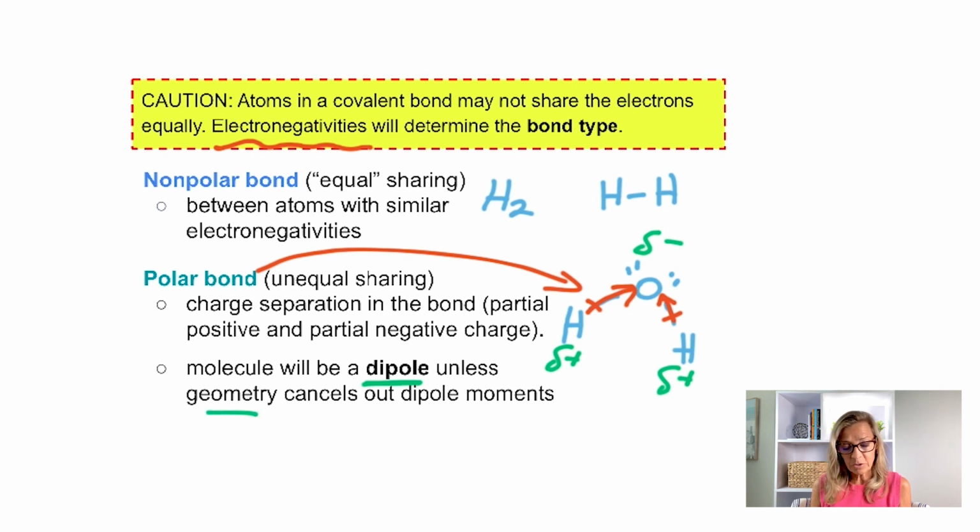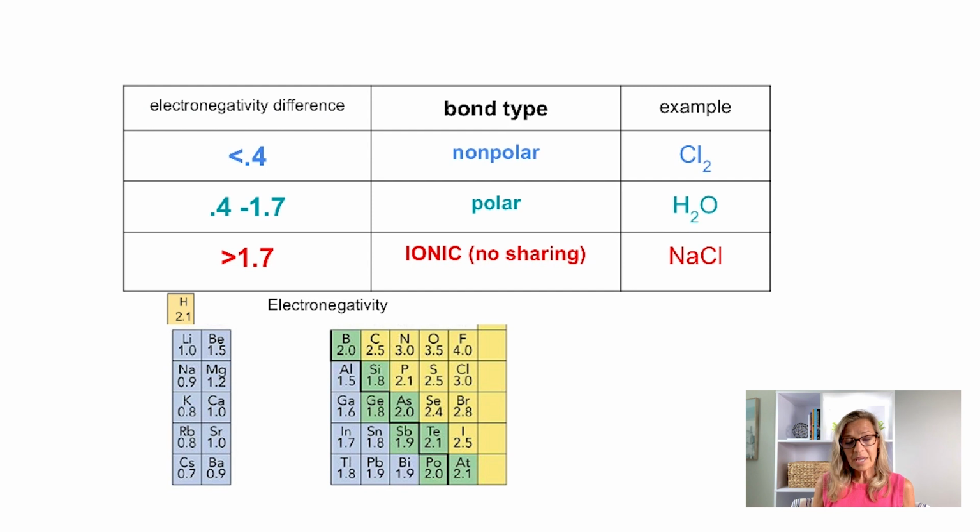Now, the geometry of a molecule could actually cancel out these polar bonds, affecting the polarity of the molecule. But this is how you identify polar and nonpolar bonds. So here's a little table that will help you. These are some values, and what we're going to do is use our electronegativity. And this is a table that you may find in your textbook, and we're going to take two atoms and find the difference in electronegativity. So these are the values.